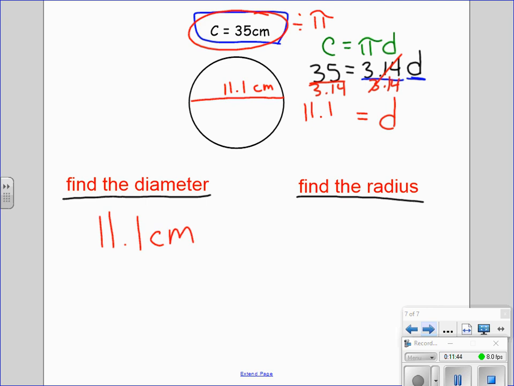To find the radius from here, that's pretty simple. We'll just divide it by 2, because the radius is halfway across the circle, and 11.1 divided by 2 is 5.55 centimeters. So that's the radius. So anyway, Stephen, that's how we would find the diameter and the radius if you're given the circumference. That's all you need to know to find the distance around some circles.